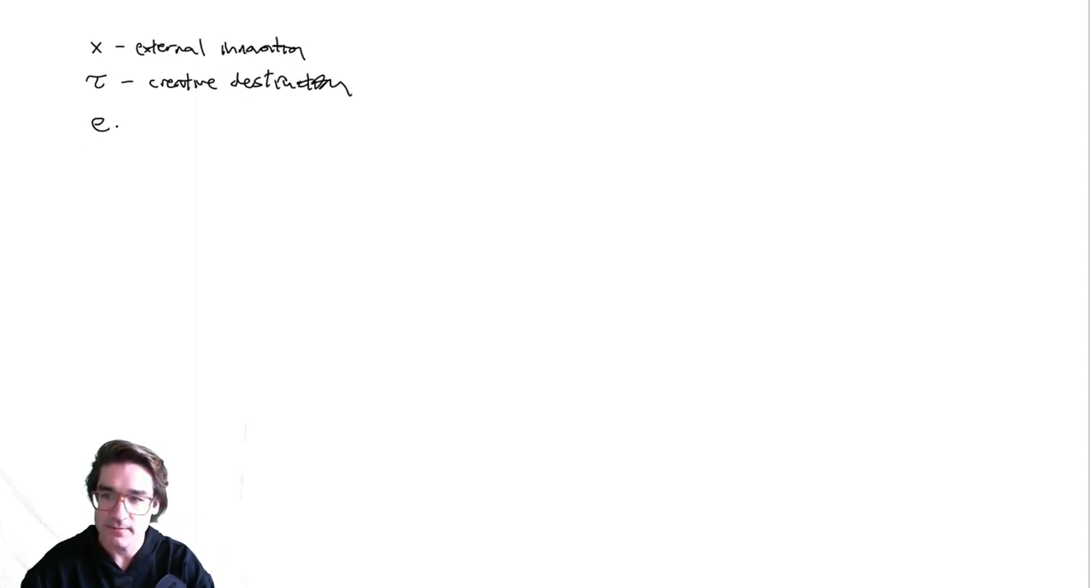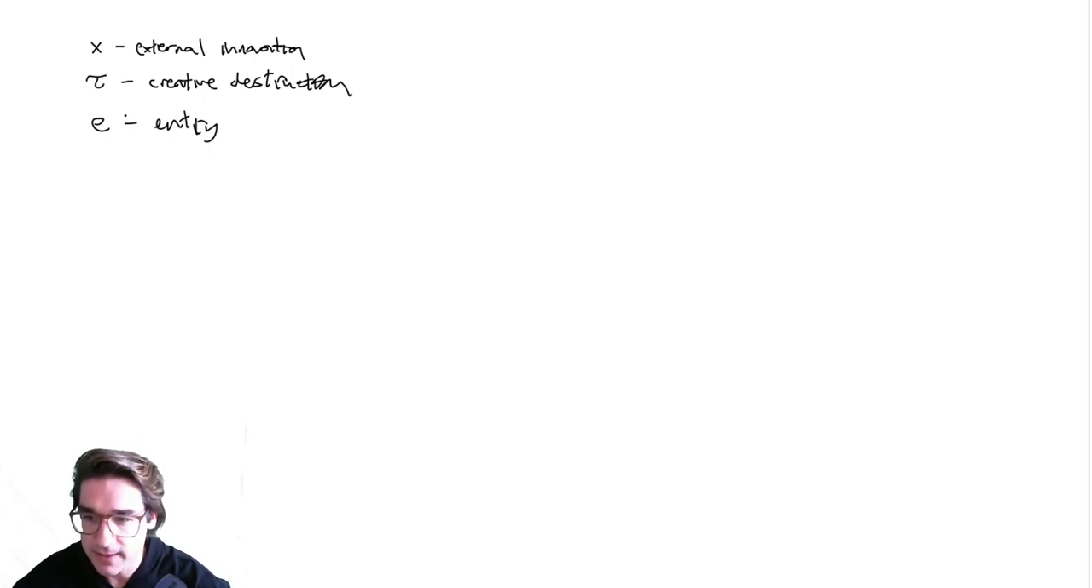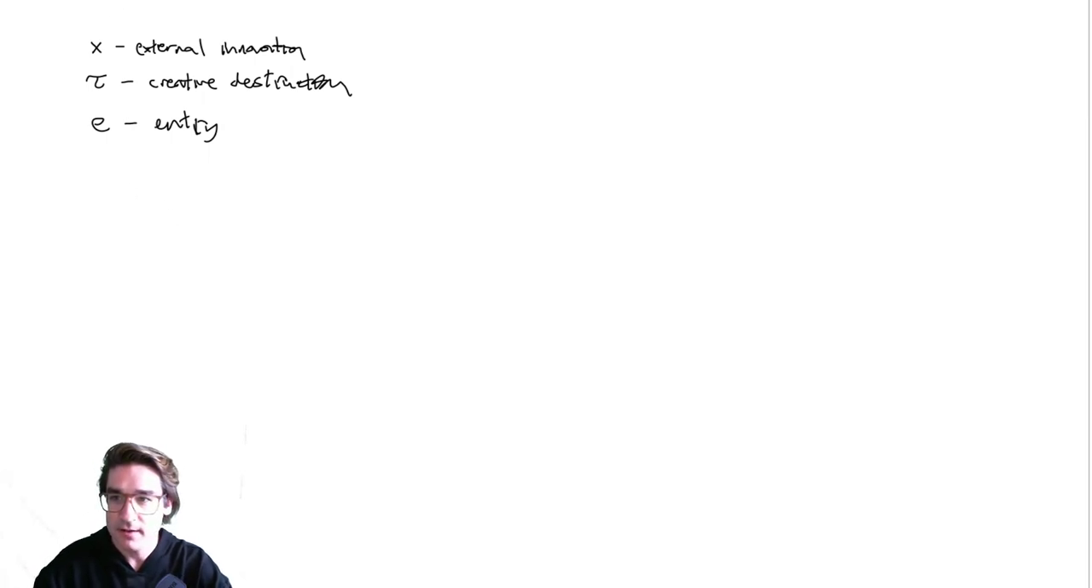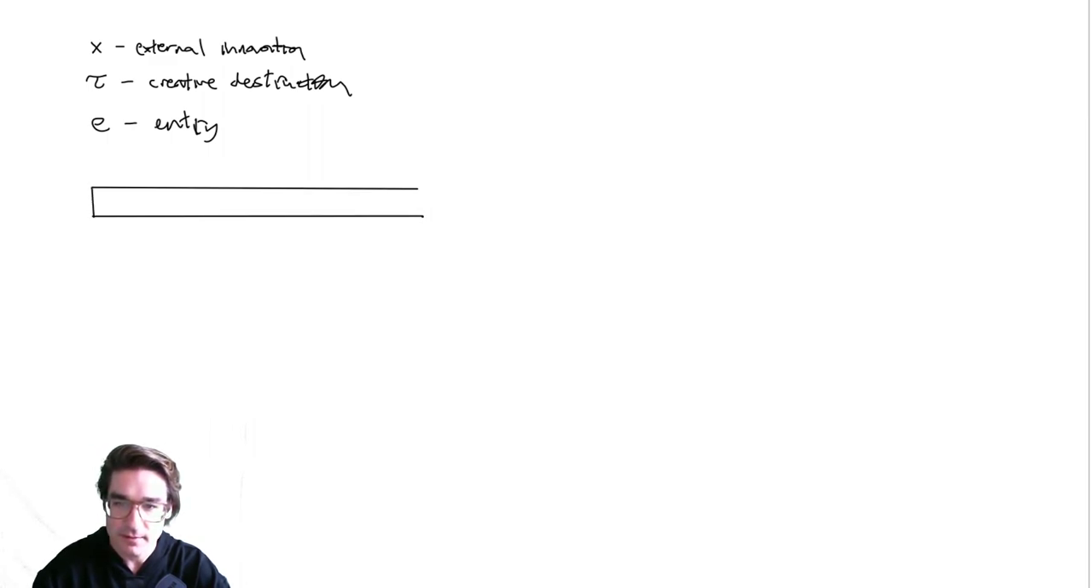Okay, you have an entry rate E. And in general, tau is going to be E plus X. Tau is a total coming from entry and incumbents. All right, now these are all going to go into your simulation. And the way I recommend doing a Klette-Kortum style simulation is, let me draw this first, and then we can see.